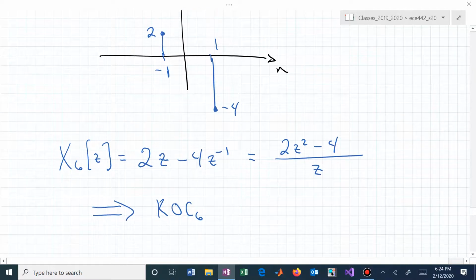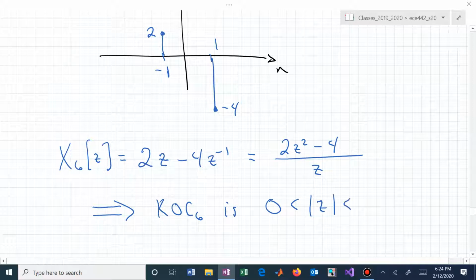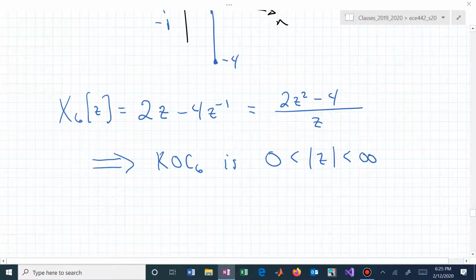Now our region of convergence needs to be bounded. It needs to be bigger than the origin and less than infinity. It's big, but it doesn't include infinity and it doesn't include the origin. That's our region of convergence.